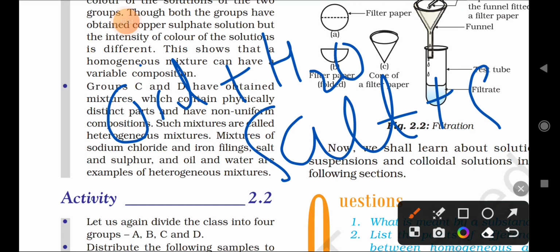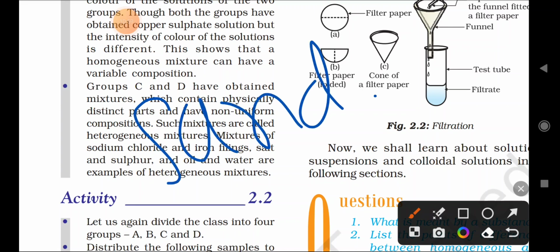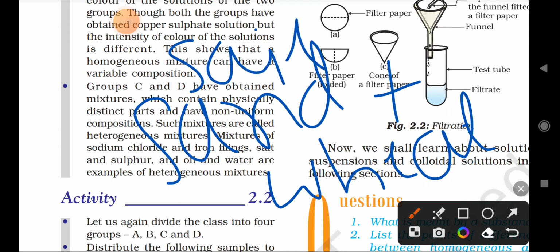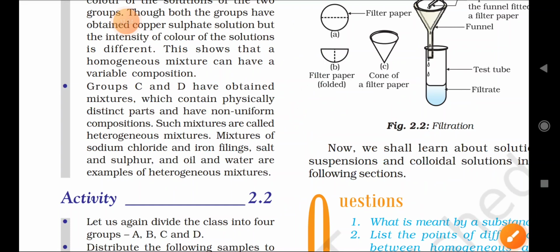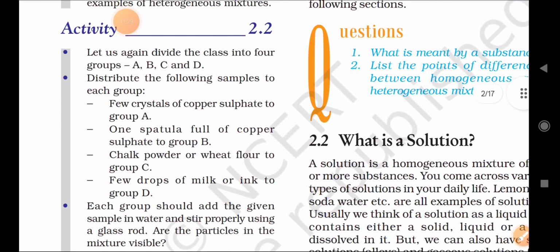Another example is sand plus wheat. In that, we can easily remove the sand from the wheat. Again, in place of sand we can use soil. These are all heterogeneous mixtures, meaning the substances are easily distinguishable and we can separate them very easily. So these are called heterogeneous mixtures. How many types of mixture are there? There are two types of mixture: one is homogeneous mixture and the other is heterogeneous mixture.